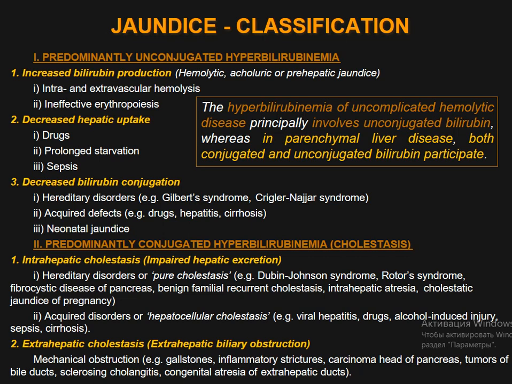Intrahepatic cholestasis is related with impaired hepatic excretion, for example, in some hereditary disorders or pure cholestasis, and some acquired disorders or hepatocellular cholestasis. And extrahepatic cholestasis is related with extrahepatic biliary obstruction, and we can see this type of jaundice in mechanical obstruction of bile, extrahepatic bile ducts, related with formation of gallstones, inflammatory strictures, carcinoma head of pancreas, etc.